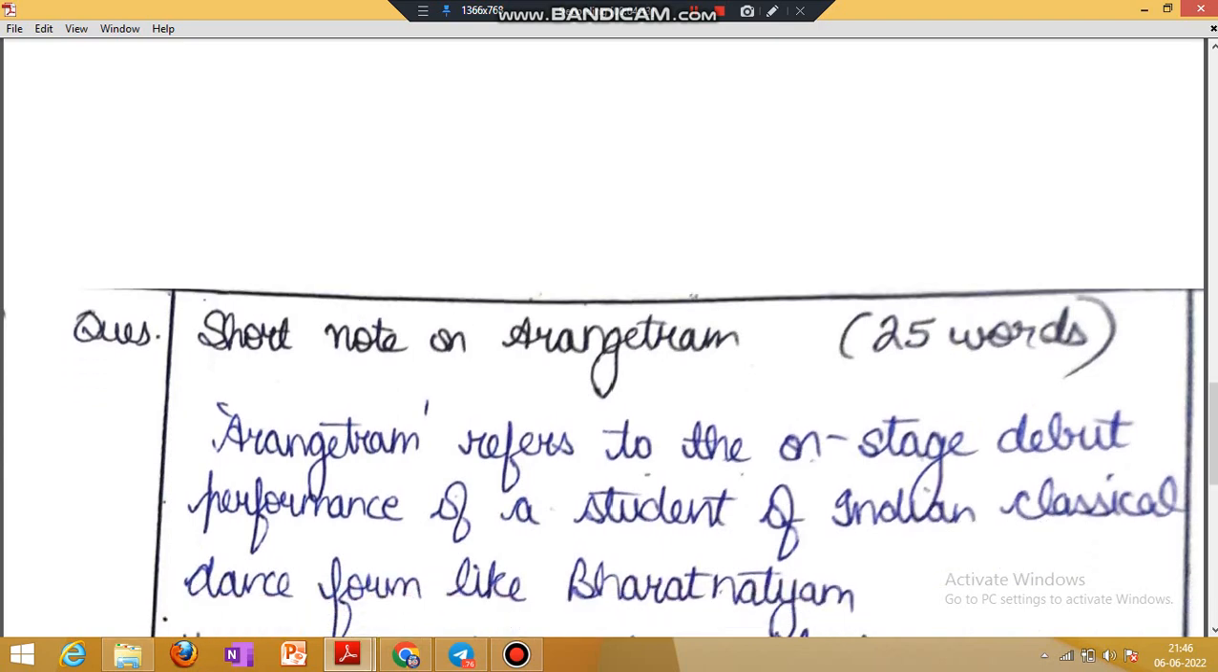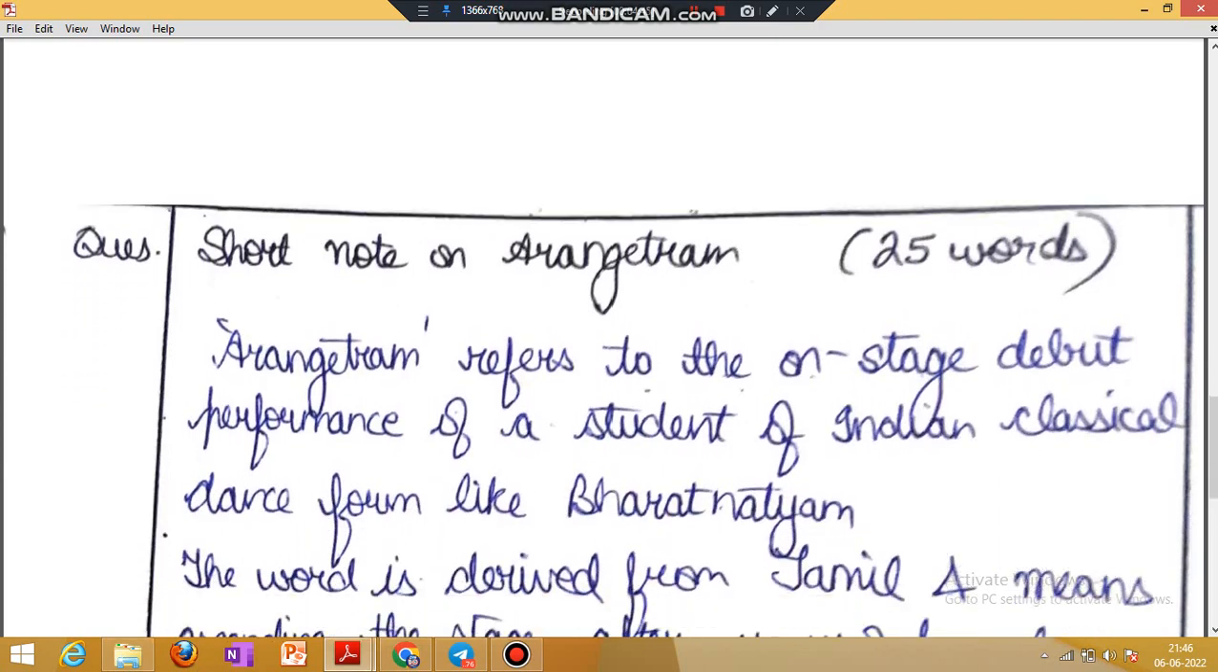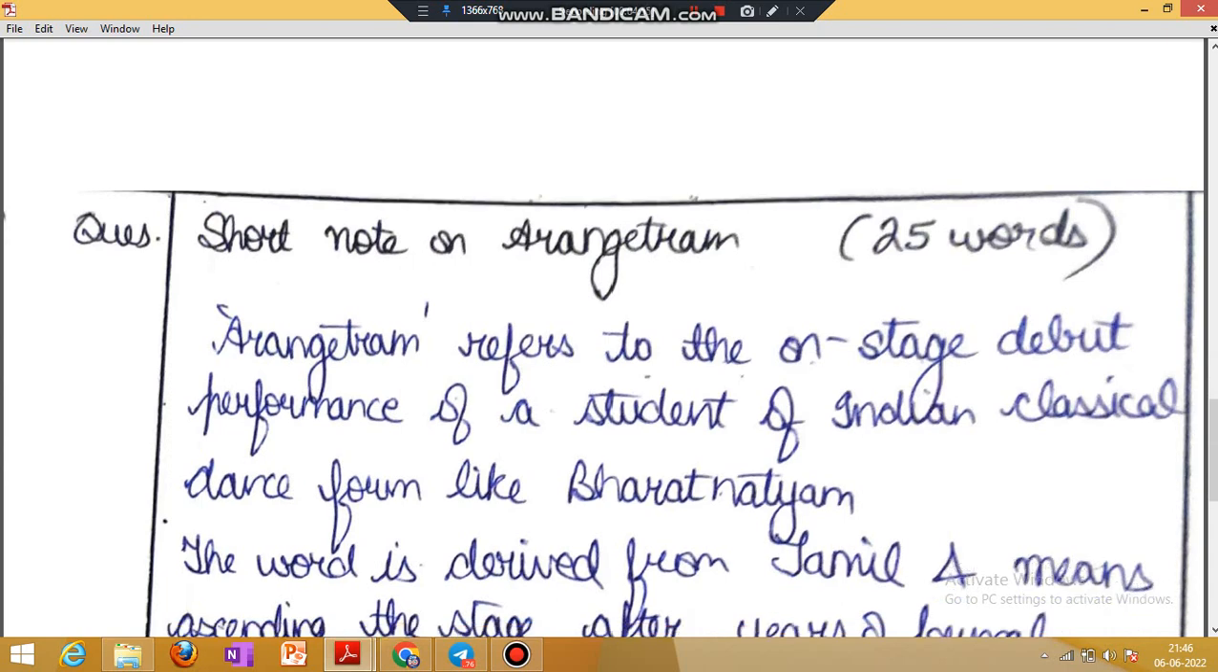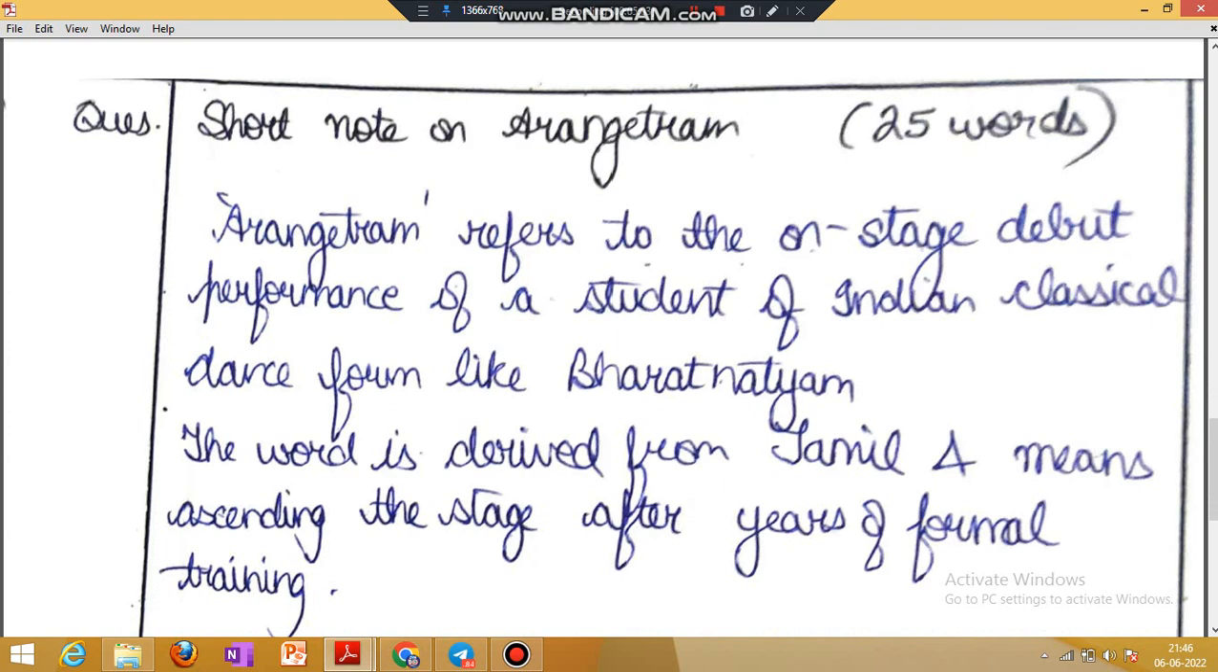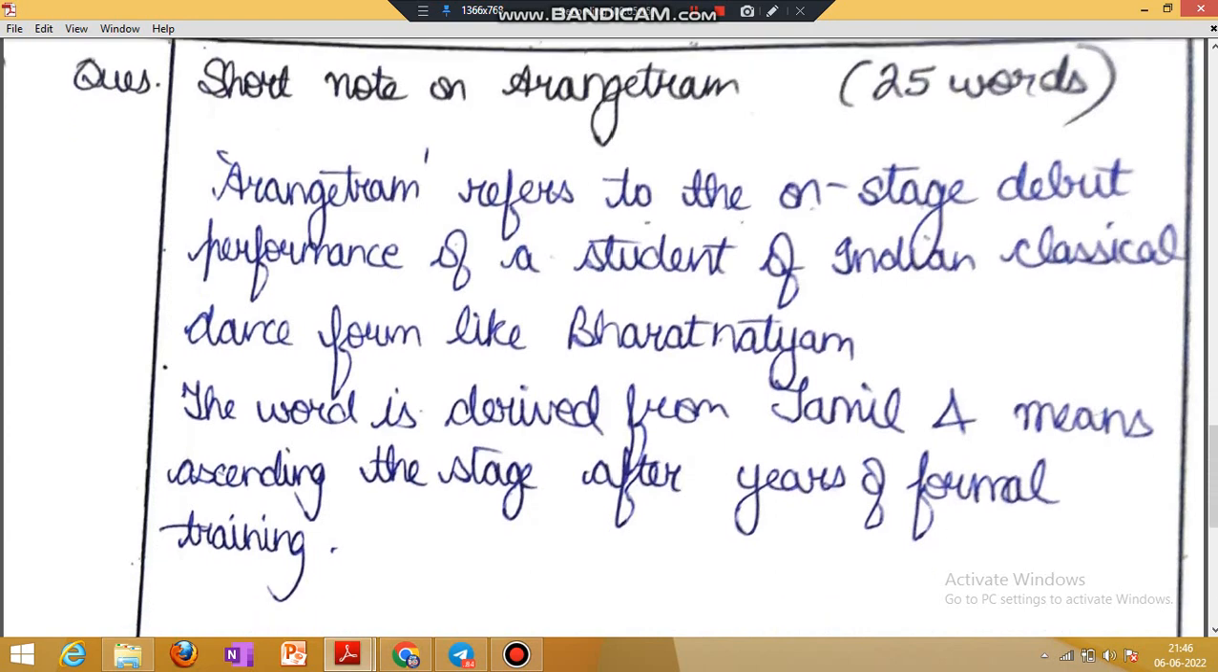Okay, so there can be a question on arangetram because this is there in the newspaper and it's been extremely publicized today. So we are taking care of the current affairs also simultaneously, because this can be asked from the culture perspective. So what exactly is that? Arangetram refers to the on-stage debut performance of a student of an Indian classical dance form like Bharatanatyam. The word is derived from Tamil and means ascending the stage after years of formal training.